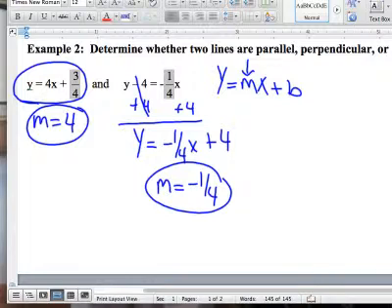Would those be slopes of parallel lines? No, because they have to be the same. Is it the slope of perpendicular lines? Yes. Yes, it is, because we have 4/1, and that's negative 1/4. So that tells us these lines are perpendicular. The important thing on these problems is to make sure these equations are in slope-intercept form first. If they're not, you got to get them that way.